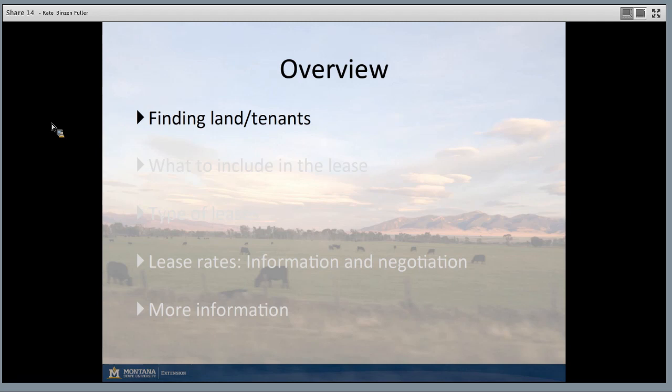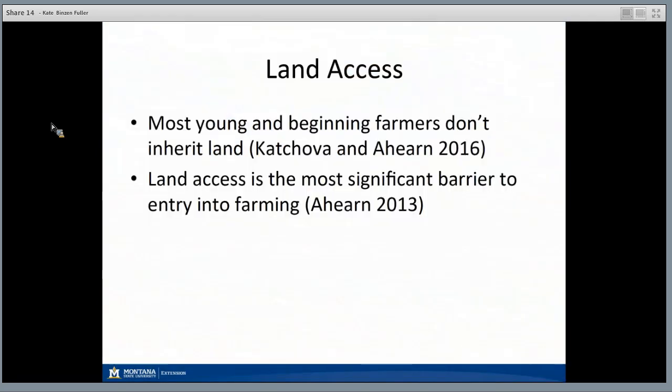So first off, finding land. Land access is really important to getting into farming, obviously. A lot of young and beginning farmers don't inherit land these days. And there have been a couple of studies looking at getting people into farming, so it is a concern. And land access is the most significant barrier to entry into farming.